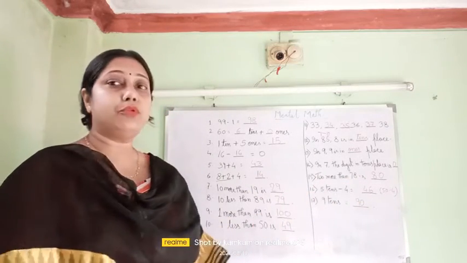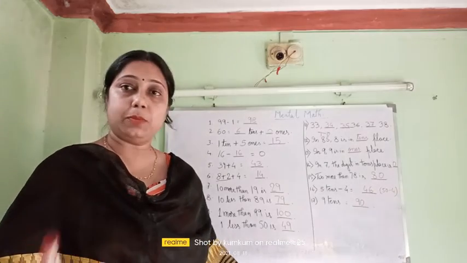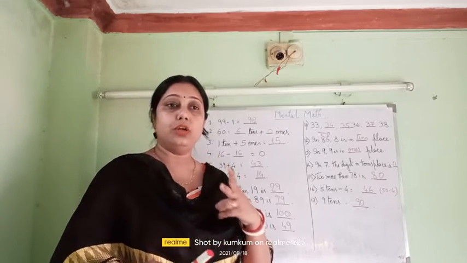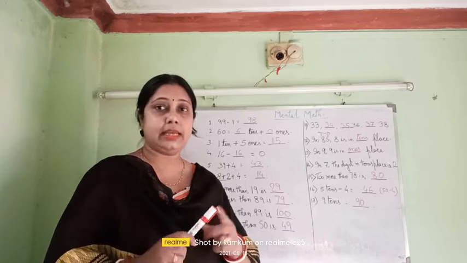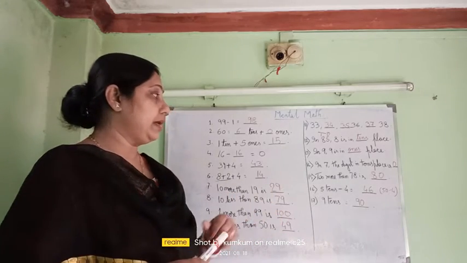Next, 2 more than 78. More means plus. So here this time it is 2. So after 78 you count 79 and 80. So it will become 80.